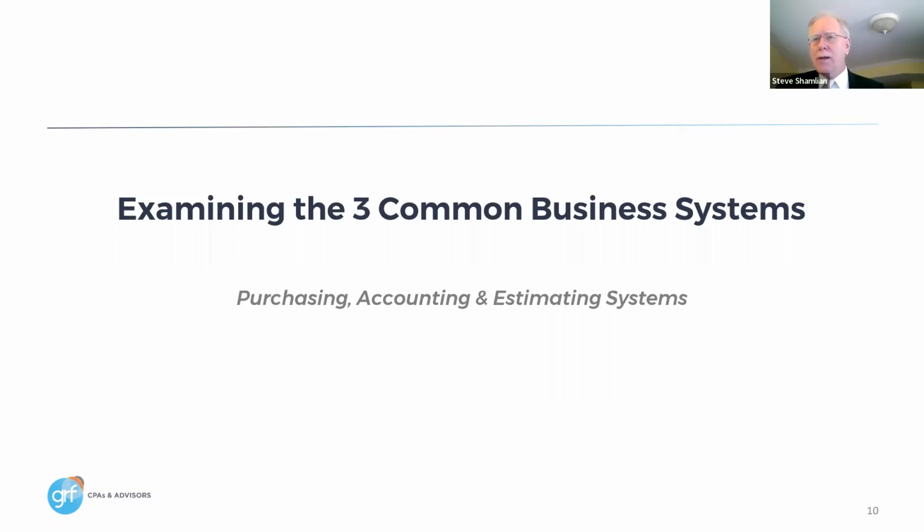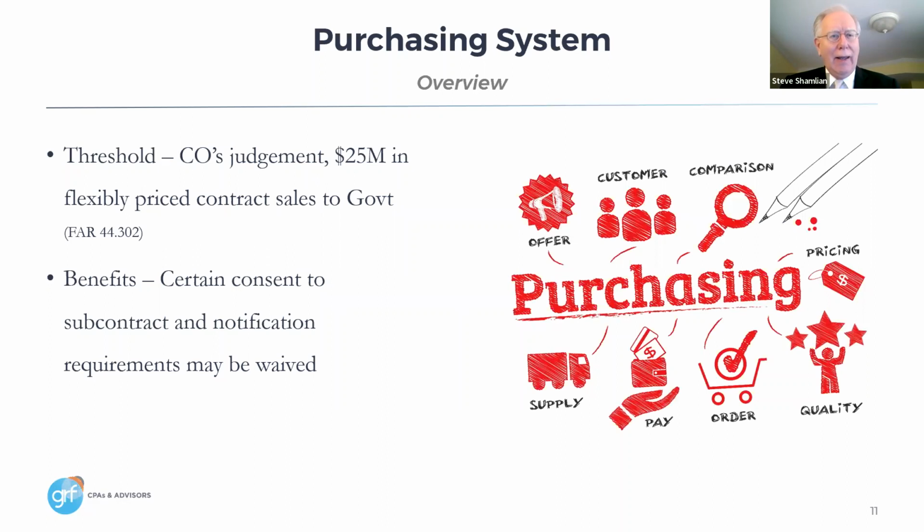Okay, are we ready to go? We will be examining the first 3 common business systems and doing them in the order that we think will be most important to you. First purchasing, then accounting, and then estimating. So with the purchasing system, the first thing we do is we throw out the general threshold. The threshold is contracting officer's judgment, 25 million in flexibly priced contract sales to the government in the preceding year.